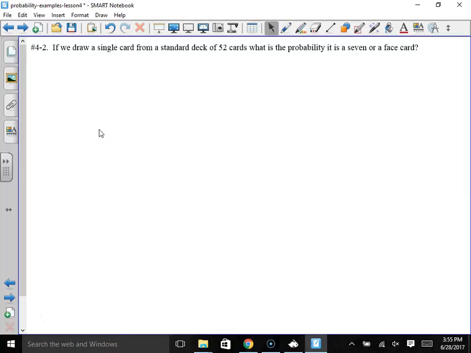Okay, problem 2 says if we draw a single card from a standard deck of 52 cards, we want to know what the probability is that it's a 7 or a face card. Okay, so maybe we could use the OR formula. The probability of being a 7 or a face card, I'm going to use FC for face card. Well, we know the OR formula says that that could be the probability of being a 7, because we're talking about a single event here, plus the probability of a face card.